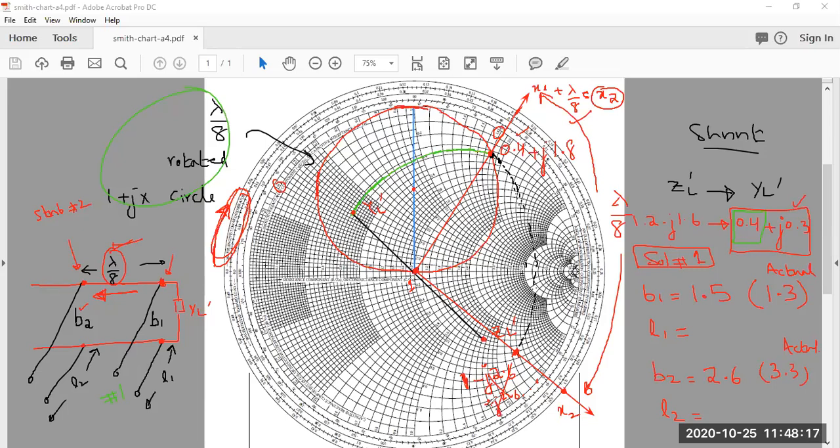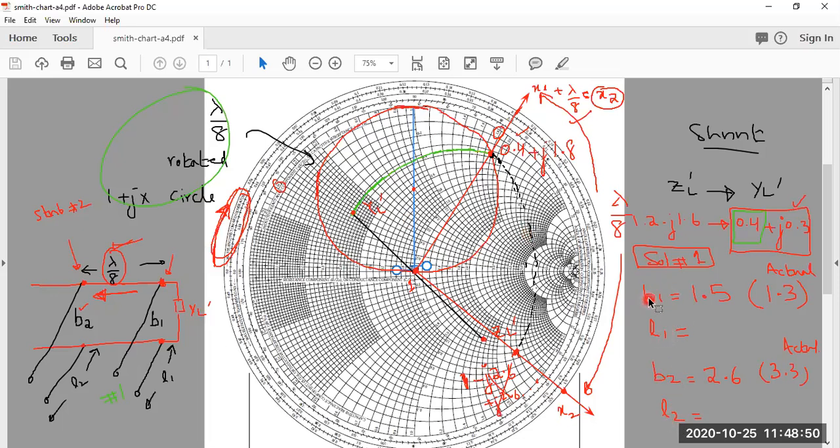So now you can see that using the graphical method, what we have done is our load was mismatched. It was at this point. And using stub number 1 and stub number 2, we have brought this point to the center. And as we know, whenever you are at the center, it means the circuit is matched. Now, what is remaining? We still need to find out L1 and L2.